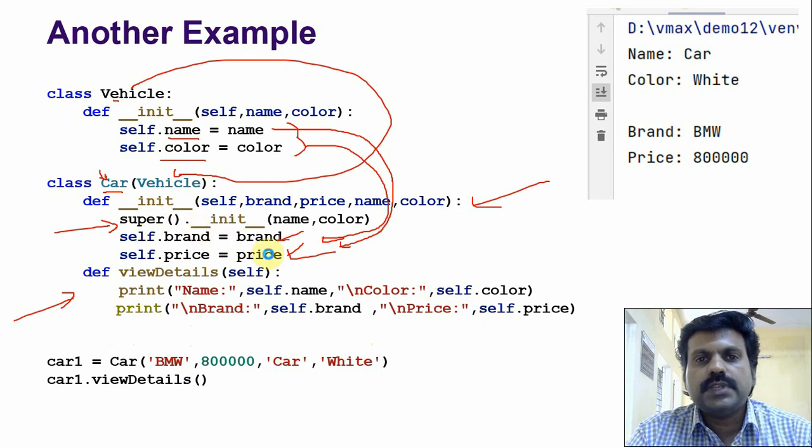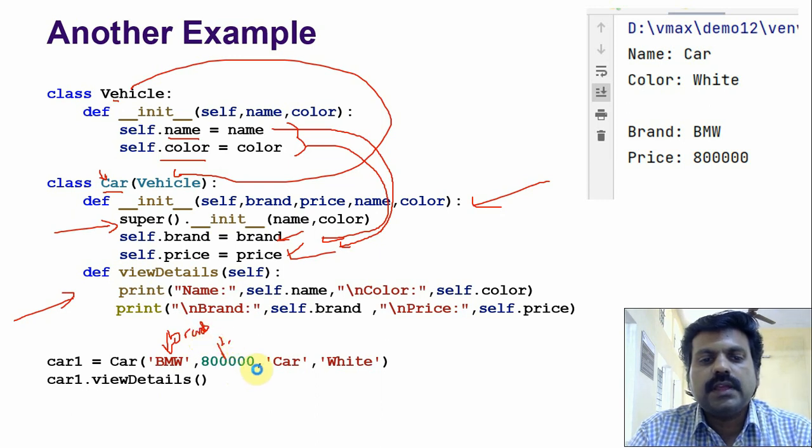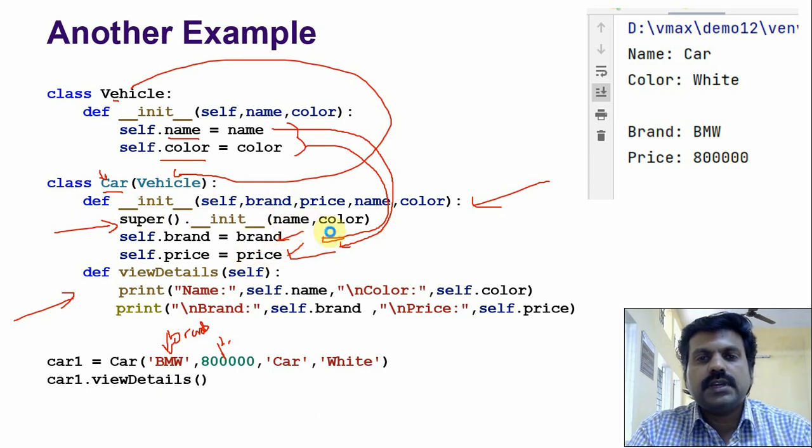To use the inheritance, we have to create an object for the subclass. So here I have created an object for the subclass, car1 equal to Car. Here the first brand of the car is BMW and the price is, assume, this much amount. These two data, brand and price, are car class data, right? So in the car class we have added new data, and that data I am passing here.